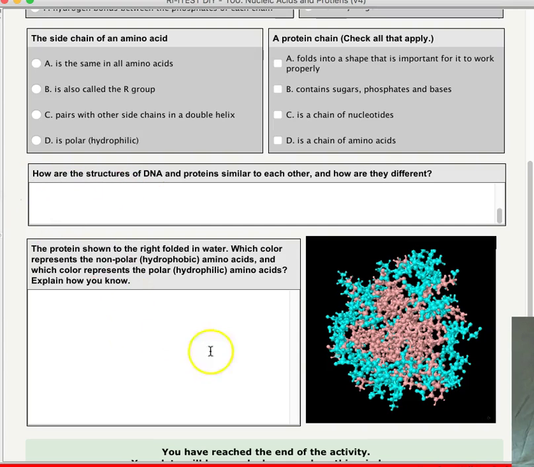Last but not least, this protein here is shown folded in water. How do we know which color stands for hydrophobic, that's non-polar, and how do we know which color stands for polar or hydrophilic or water-loving? Water here is in the black. You can consider all of this black area the inside of the cell where there's water. I'll let you think about that one.